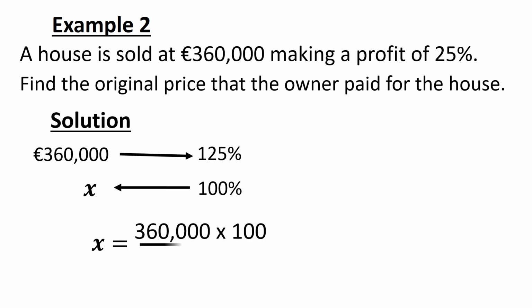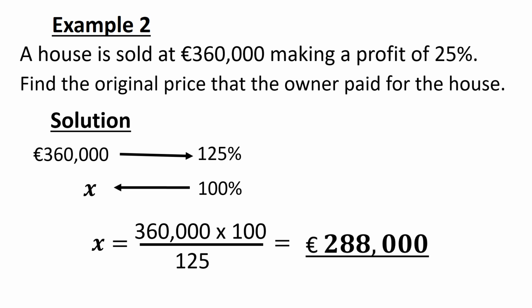360,000 times 100 divided by 125. This gives us 288,000 euros. That is the original price that the owner paid for the house.